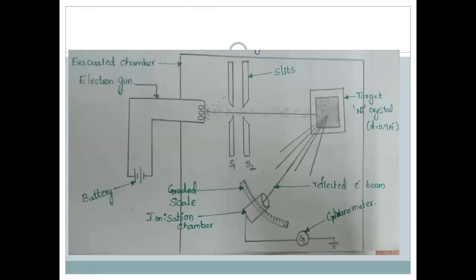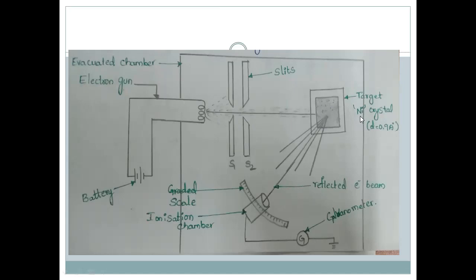Fine and sharp. How can this be done using these slits? These slits will allow only the electron beams which are in a single direction, and the deflected or scattered electron beams cannot pass through them. So these slits help us to make these scattered electron beams into fine, sharp, single directional electron beams. These fine, sharp electron beams are made to fall on a target material.